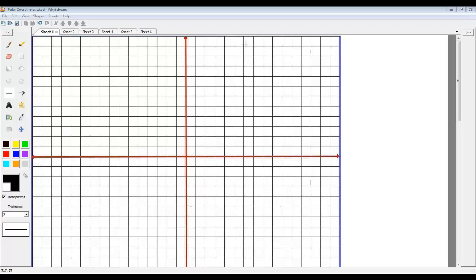Welcome back. Today we are going to explore something called polar coordinates. So we're going to be polar explorers.